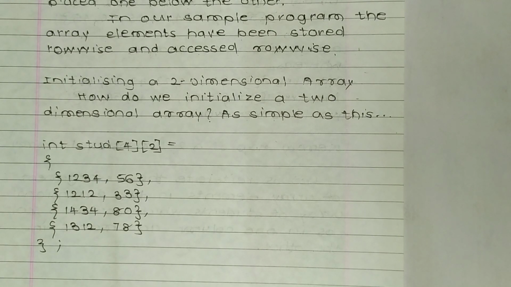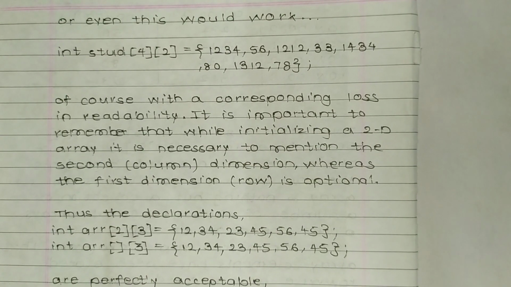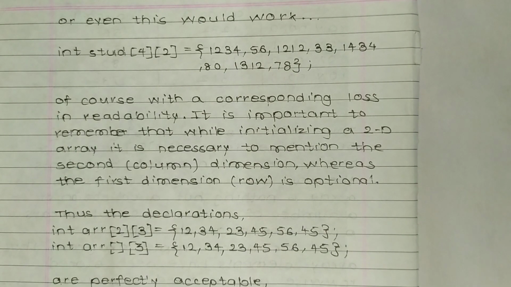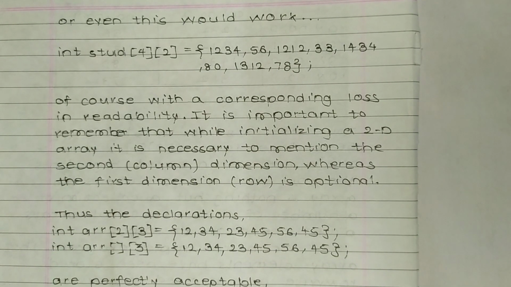Initializing a 2D array. How do we initialize a two-dimensional array? As simple as this: int stud[4][2] = {{1234, 56}, {1212, 33}, {1434, 80}, {1312, 78}}; Or even this would work: int stud[4][2] = {1234, 56, 1212, 33, 1434, 80, 1312, 78}; Of course, with a corresponding loss in readability.